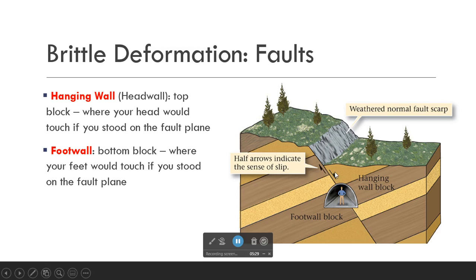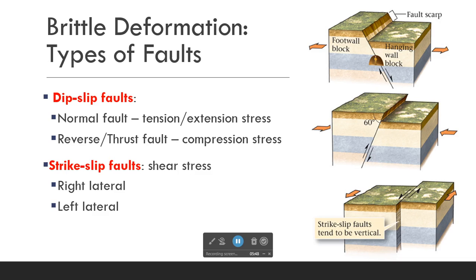Another way of remembering it is, say you were to be hanging off the side of this block, you would be hanging there, hence a hanging wall. Whereas on the footwall, you could slide down it. It acts as a slide. So this is important because whether the hanging wall moves up or down determines what type of fault it is. So here are the different types of faults.